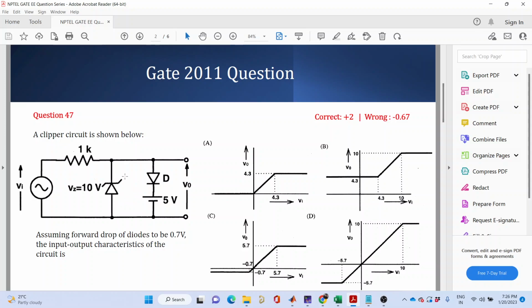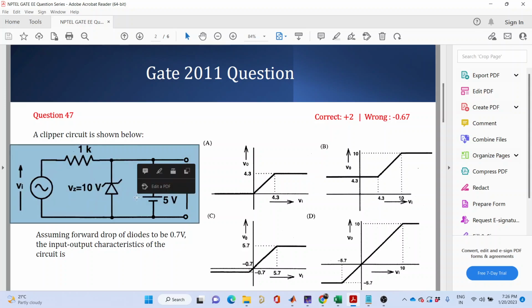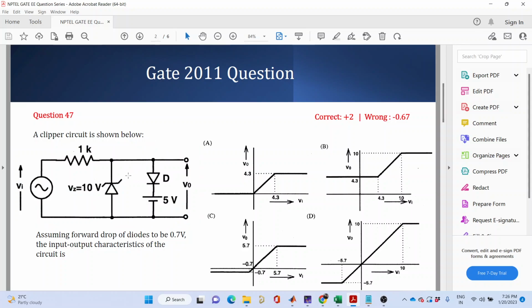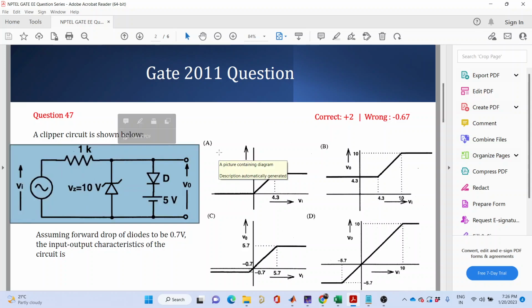But you see, when the potential is 5.7 volt at this point, that means the zener diode has not yet gone into that zener breakdown region. That means it is acting as a reverse bias diode. A simple reverse bias diode it would be acting as. Are you getting my point?